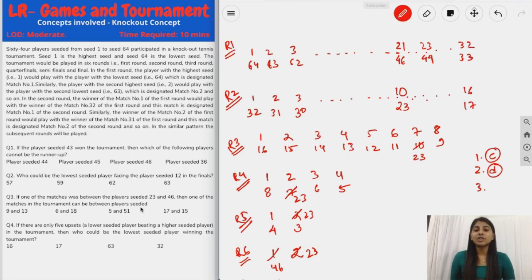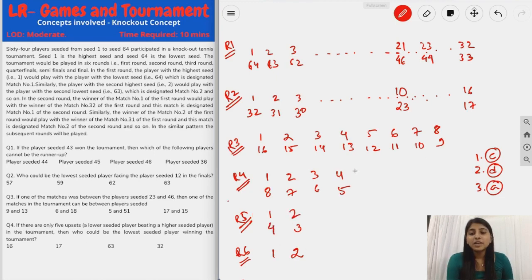Now if we look at the question, it asks which of the matches can be played between the other seeds. 9 and 13. Is it possible for 9 and 13 to come together? Let's see. 9 is here. If 9 takes 8's place, then 9 can be here. And then if 9 further takes 1's place, 9 can be here. While for 13, 13 can take 4's place and be here, and further 13 can again take 4's place and be here. So yes, it is possible for there to be a match between 9 and 13. So the correct answer for the third question is A.